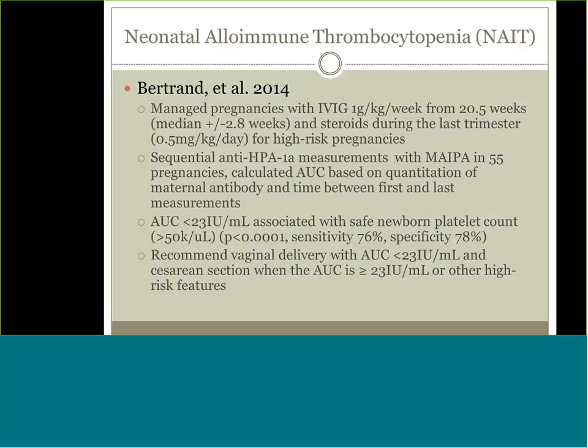And so they did sequential HPA-1A measurements using the MAPA in 55 pregnancies and calculated an area under the curve based on the maternal antibody and the time between the first and last titering based on the MAPA. What they found was that an area under the curve of less than 23 international units per ml was associated with safe newborn platelet counts, so platelet counts greater than 50, which is very hemostatic in the newborn period, with a sensitivity of 76% and specificity of 78%. At the conclusion of their paper, they recommended a vaginal delivery if the AUC is less than 23 and a C-section when the AUC is greater than or equal to 23, or if there were other high-risk features, again, a sibling who may or may not have been affected.